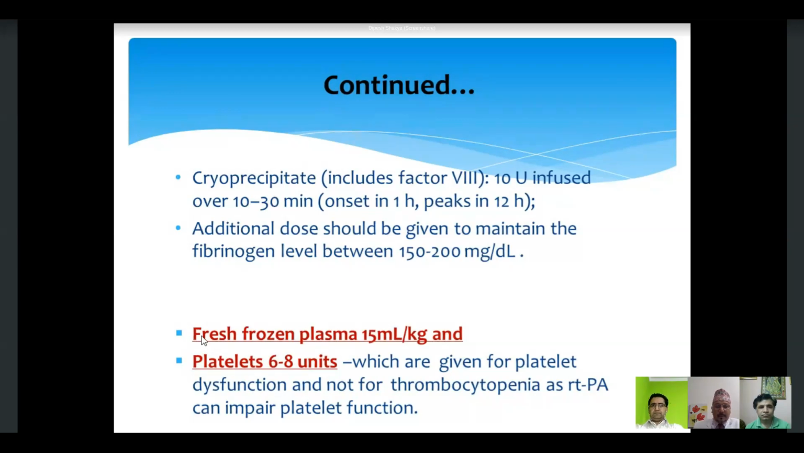If the patient has bleeding and we can't get cryoprecipitate, we use fresh frozen plasma at 15 ml per kg, and we give 6 to 8 units of platelets, irrespective of the platelet count. If the platelet count is less than 1 lakh, we should give 6 to 8 units. But even if the platelet count is normal and we have a symptomatic hemorrhage, we give platelets not for thrombocytopenia but for platelet dysfunction.